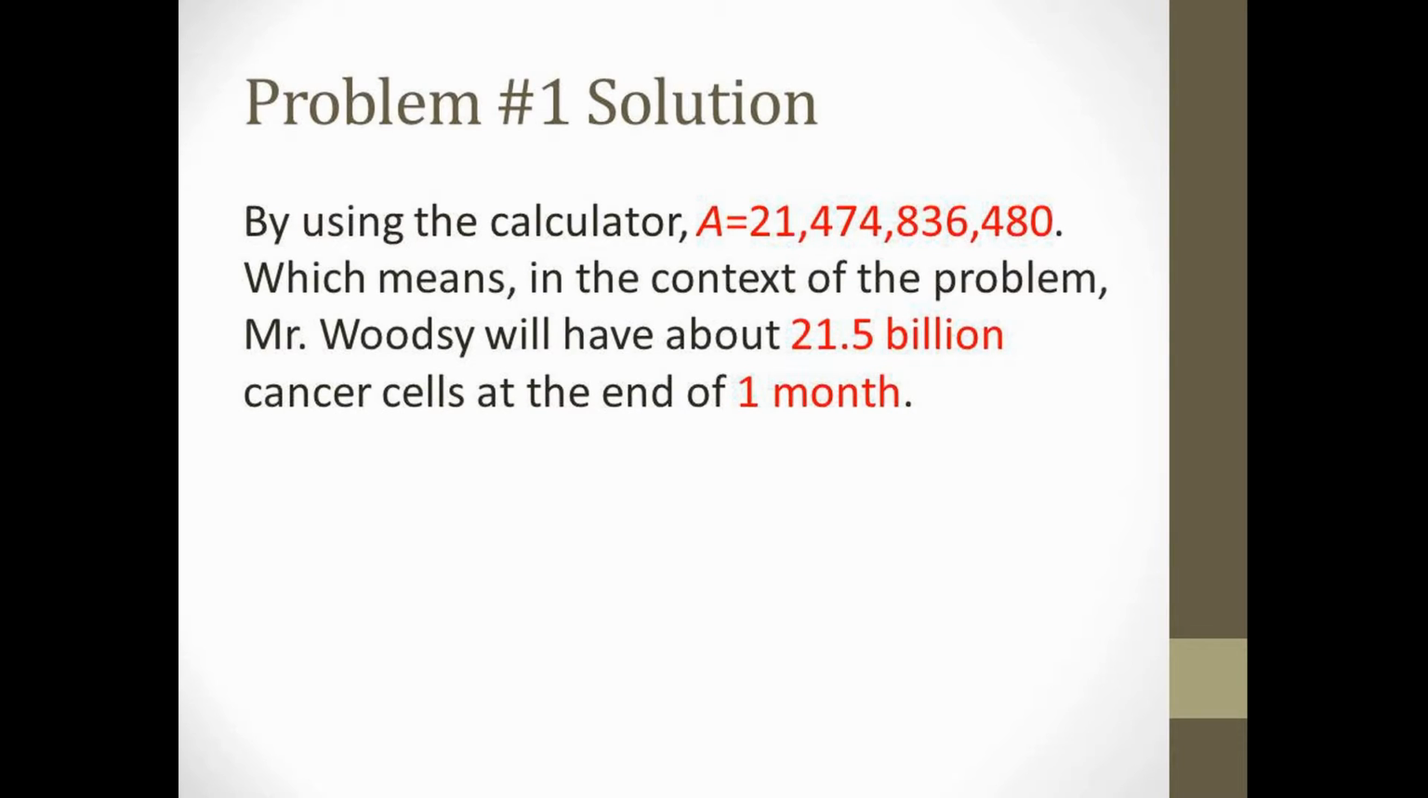Problem number 1, solution. By using the calculator, A is equal to 21,474,836,480, which means in the context of the problem, Mr. Woodsy will have about 21.5 billion cancer cells at the end of 1 month.